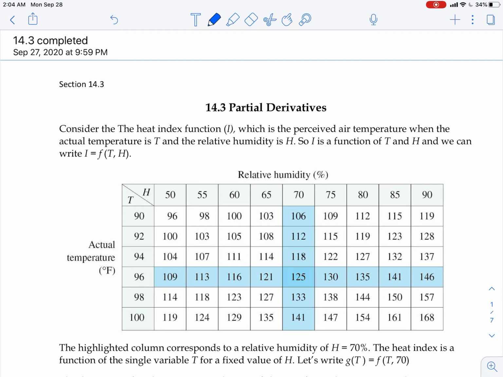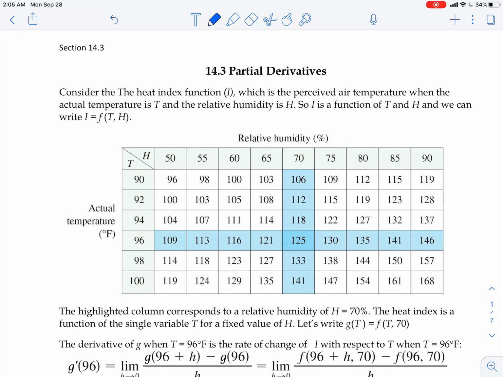All right, welcome to section 14.3, where we're now getting into taking derivatives of a two independent variable function. And so we're going to start off with using partial derivatives. Considering the heat index function I, which is the perceived air temperature when the actual temperature is capital T and the relative humidity is capital H. So I is a function of T and H.